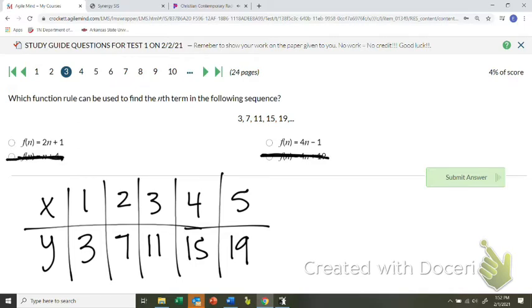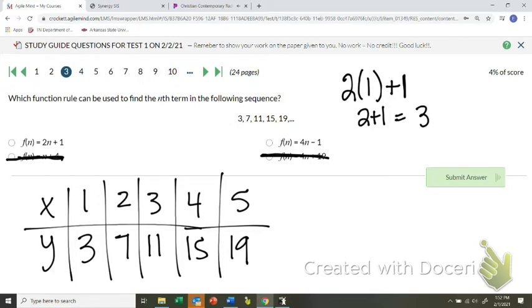And then we have these other 2. Let's just start with 2n plus 1. 2 times 1 plus 1. What is 2 times 1? Plus 1 is 3. Does that work? Yep. Does that mean it's the answer? No, we should probably try the other one just to be sure.